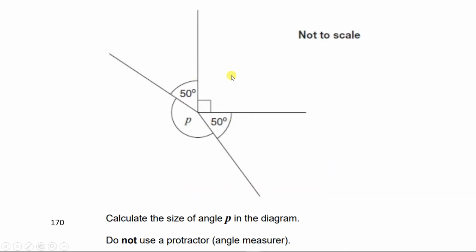Now here we've got angles on a whole turn, and we need to remember angles on a whole turn always add up to 360. So they've given us a right angle, so 90 degrees, and two 50-degree angles. So altogether they've given us 190 as the total of the three angles. Angles on a whole turn add up to 360, so we can subtract that from 360 to get our missing angle, which is 170 degrees.